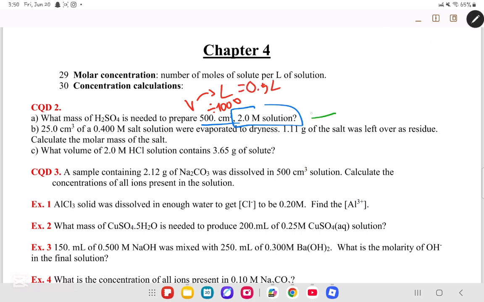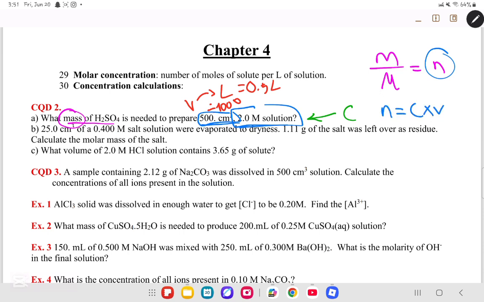And we also have our concentration, which is 2 molarity solution. They told us, what is the mass of H2SO4 needed to prepare this? First of all, in order to find the mass, we need to think of any equation that has mass. For example, mass over molar mass is equal to the number of moles. Then, next, let's think of another equation that includes the volume and the concentration and number of moles. Very simply, N is equal to C times V.